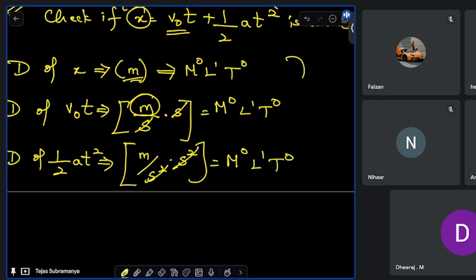Now check all your three answers. Are all the three things the same? Correct? If all the three things are the same, then the left-hand side and the right-hand side are obviously the same.